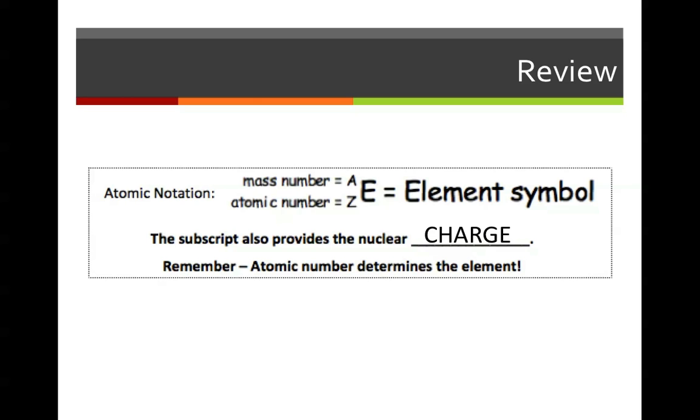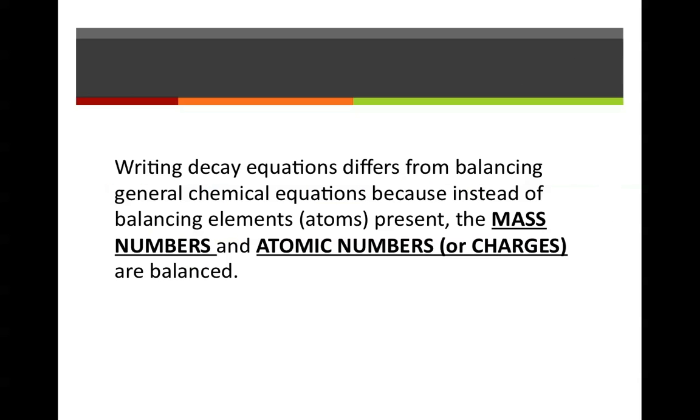Also remember that our atomic number always determines the element. So if I can figure out the subscript number, I can then look up my symbol. So just keep that in mind. That's probably one of the things that students miss the most about these decay equations.